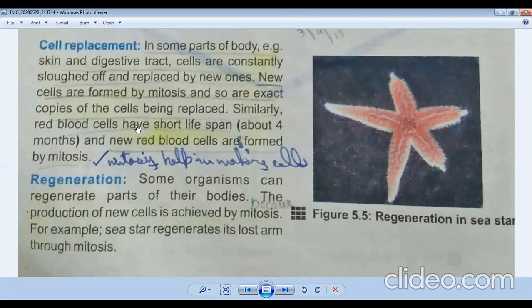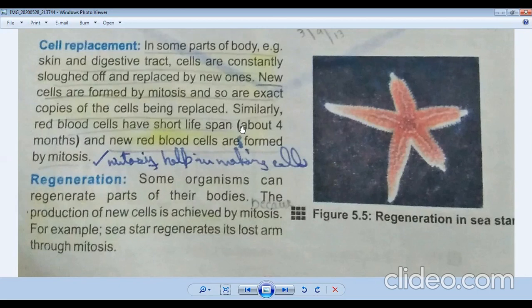Among them, red blood cells are very important because they carry a chemical called hemoglobin. It carries oxygen, and oxygen is very important for the body. Our blood supplies oxygen to all the inner organs of the body. So the lifespan of red blood cells in our body is very short.